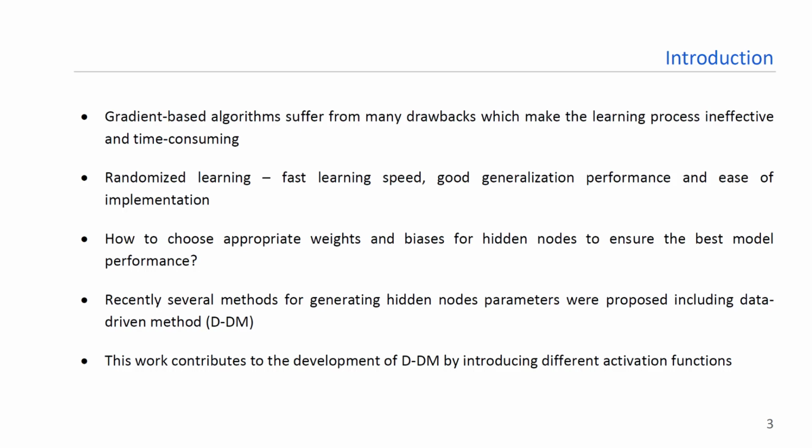The main problem in randomized learning is how to select the random parameters. Recently, several methods for generating hidden node parameters were proposed, including the data-driven method. This work contributes to the development of the data-driven method by introducing different activation functions.